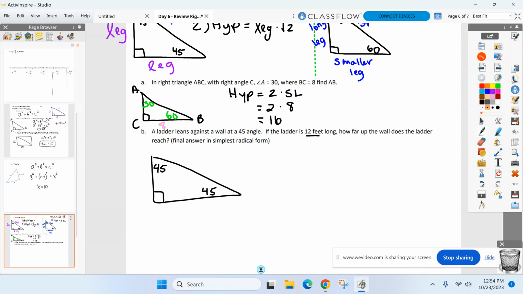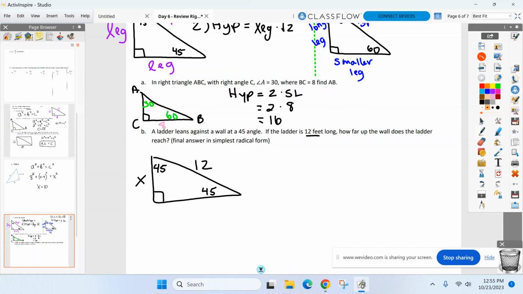The ladder's 12 feet long. Where's the 12 going now? Yeah, right? Because the ladder's the one leaning against the wall. So I'm going to put the 12 here. How far up the ladder does the ladder reach, huh? How far up the wall? Does it really matter what side you find? Why? They're both the same, all right? So even if you mess up what side is actually the ladder up on the wall, it doesn't matter. All right. Remind me again, what's the 12?